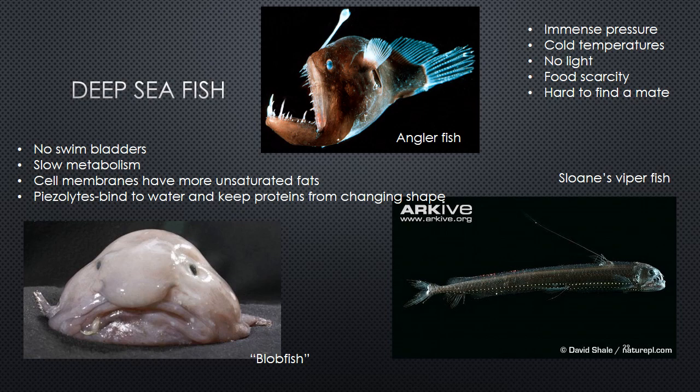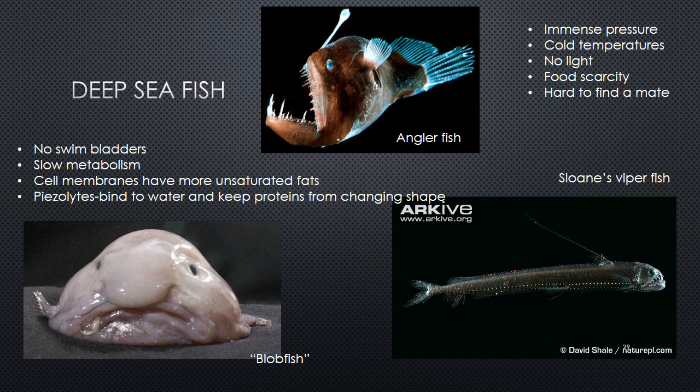Interestingly, the cell membranes have more unsaturated fats, because saturated fatty acids make membranes less fluid, while unsaturated fats make the membranes more fluid, so they're able to handle that pressure. They also have what are called piezolytes that bind to water and keep proteins from changing shape. And so that's extremely necessary, again, for the immense pressure that these fish are under.